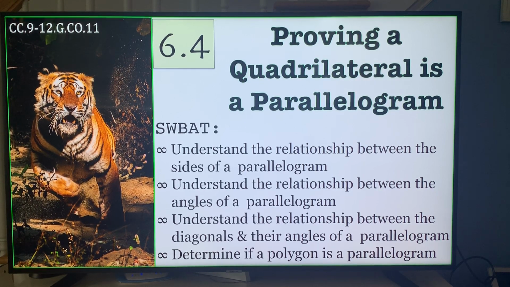Welcome back everyone to 6.4. Proving a quadrilateral is a parallelogram.